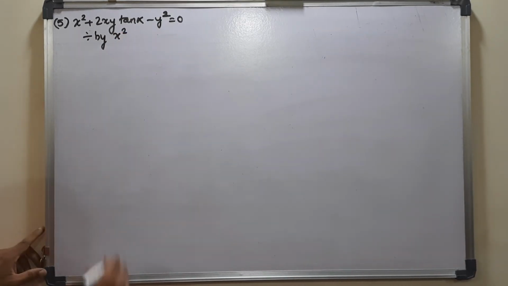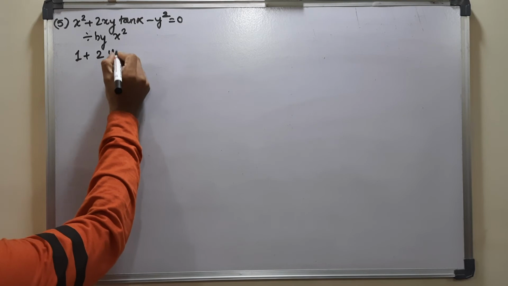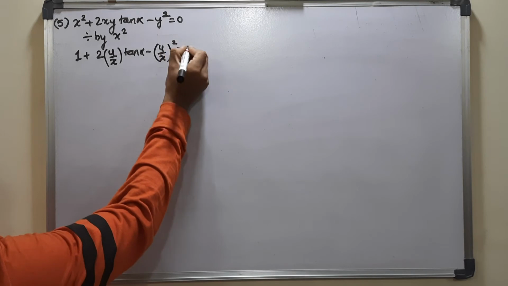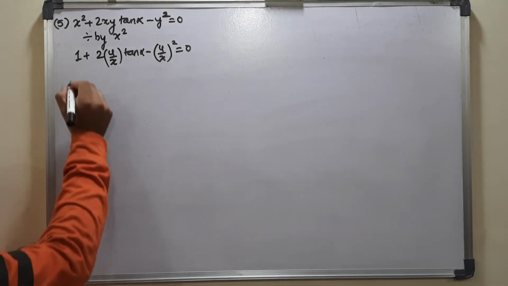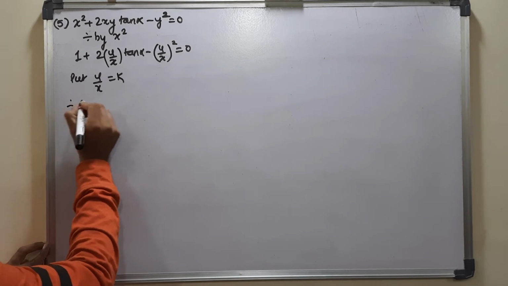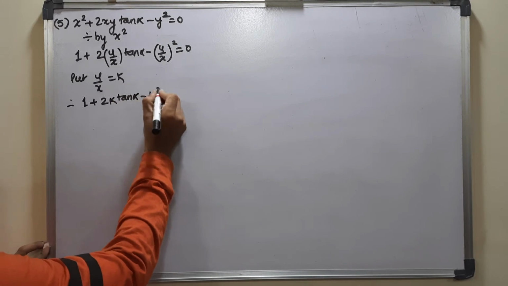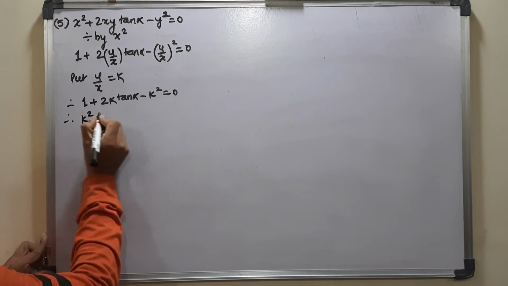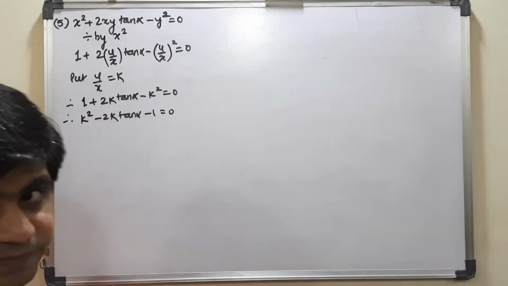You will get here this as 1, this as 2, this is your y by x, agreed? Tan alpha minus y by x the whole square is equal to 0. Then I will put y by x as something, that is, we'll put y by x is equal to k. So what you get here is 1 plus 2k tan alpha minus k square is equal to 0. Changing sign, you get k square minus 2k tan alpha minus 1 is equal to 0.